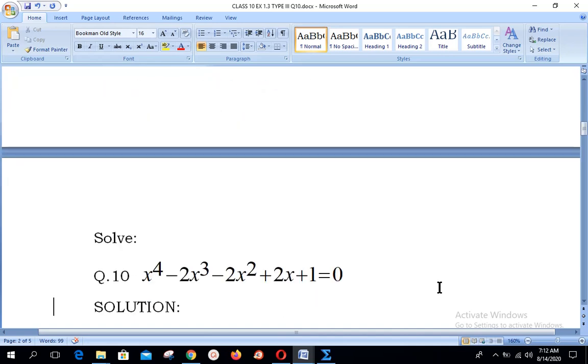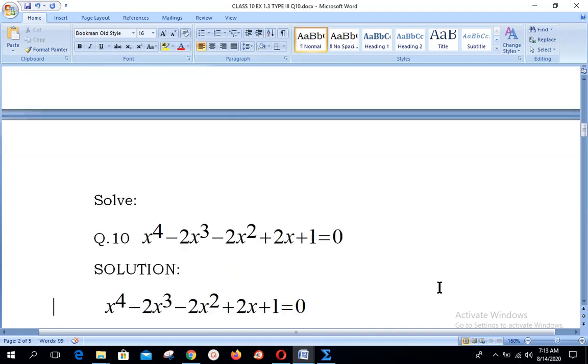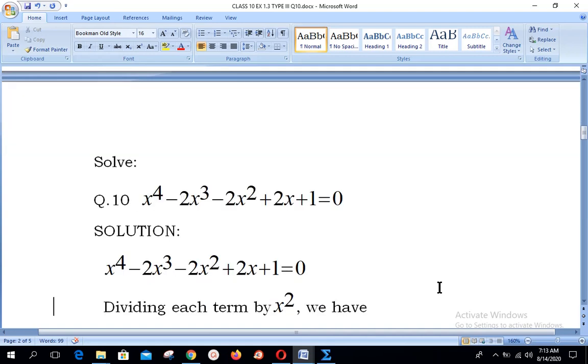We select question number 10 to solve. It is of type 3. Statement says solve x power 4 minus 2x power 3 minus 2x square plus 2x plus 1 is equal to 0. Starting our solution by writing the same question as it is, our first step is dividing each term by x square.